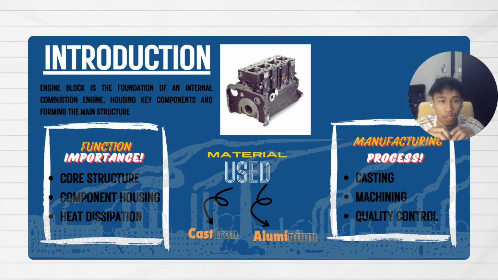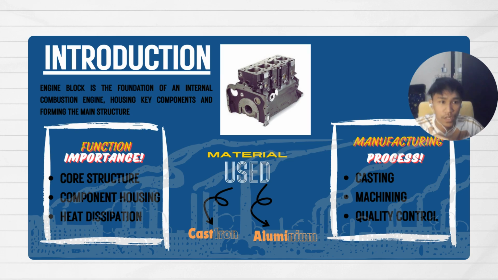So the last one is heat dissipation. So for the heat dissipation, the engine block is designed to dissipate the substantial heat generated during combustion and prevent the engine from overheating. So the next is the material used.